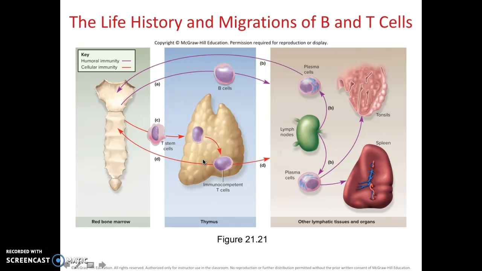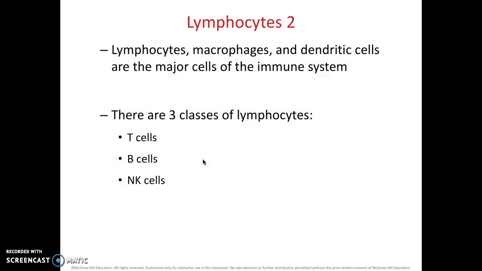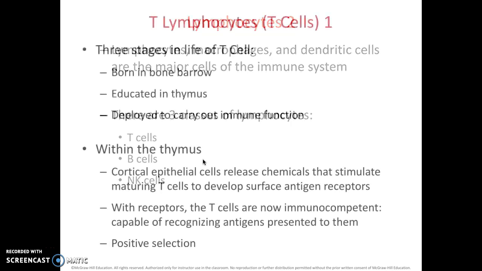Okay, so we can see the life history and the migrations of the B and T cells. So we see from red bone marrow, that is, of course, the sternum, where B cells are leaving and they become part of humoral immunity, and T cells are being educated and grow up in the thymus, and those are generally associated with cellular immunity. So lymphocytes, macrophages, and dendritic cells are huge cells within the immune system. And again, three different classes of lymphocyte: T cells, B cells, and NK cells, natural killer cells.